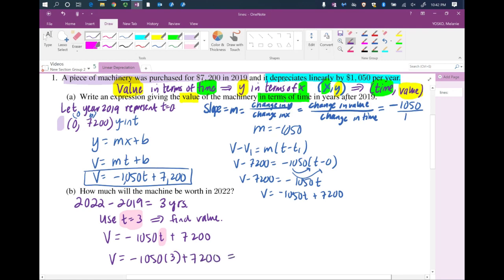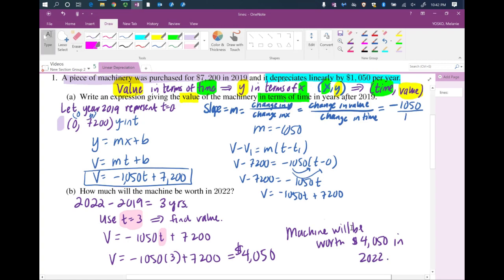Okay, and you type that in your calculator. You're going to get 4050. Okay. So the machine will be worth $4,050 in the year 2022.